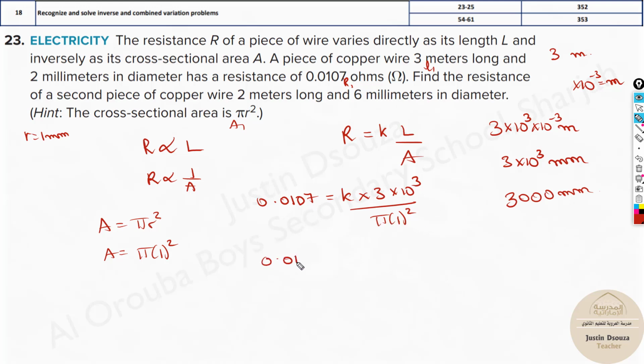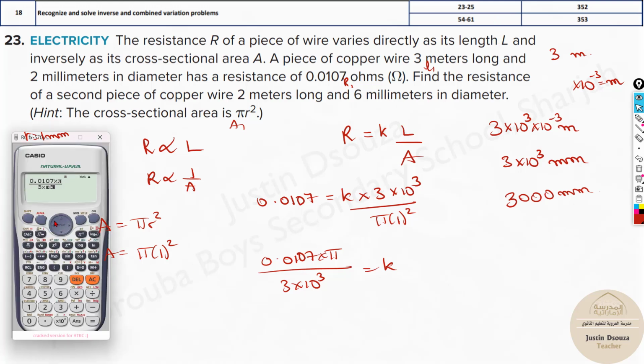So let's take everything to the other side and solve. It will be 0.0107 times pi divided by 3 into 10 to the power 3. That is the K value. All you need to do is put in the calculator and solve. I've just typed it as it is. Now for the 10 to the power 3, you have this option. So you can directly give 10 to the power plus 3. Sorry, plus 3, not minus 3.